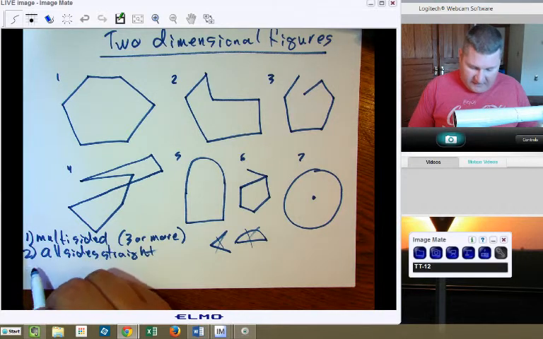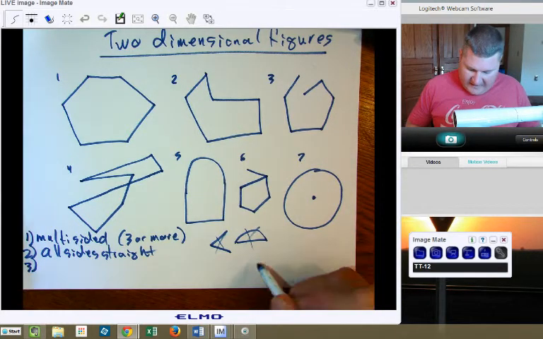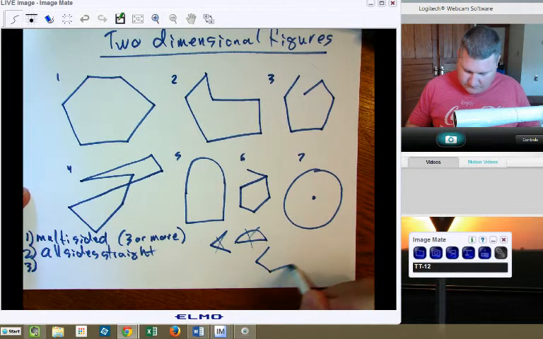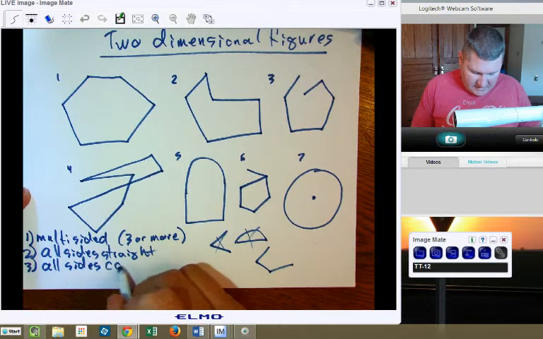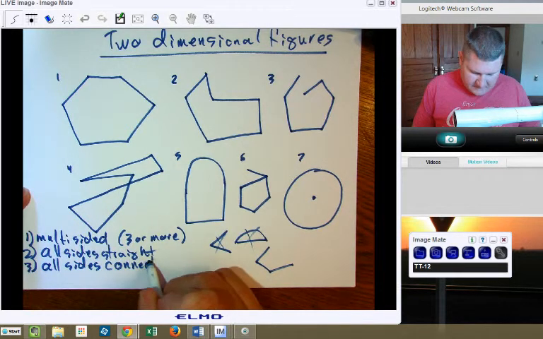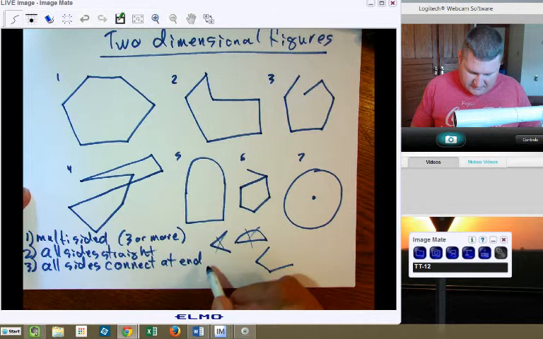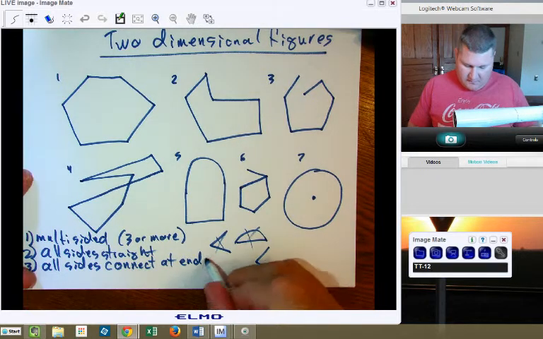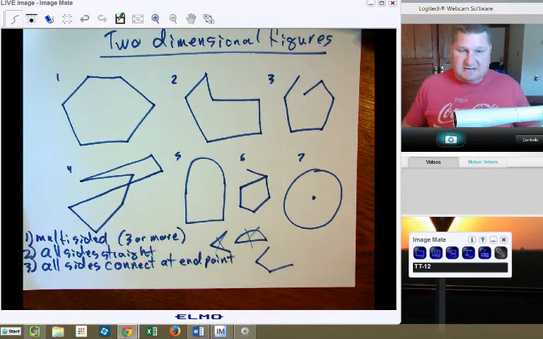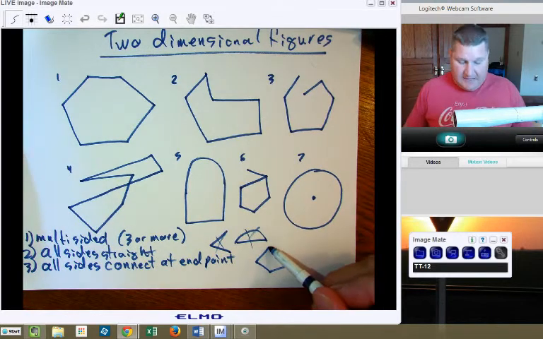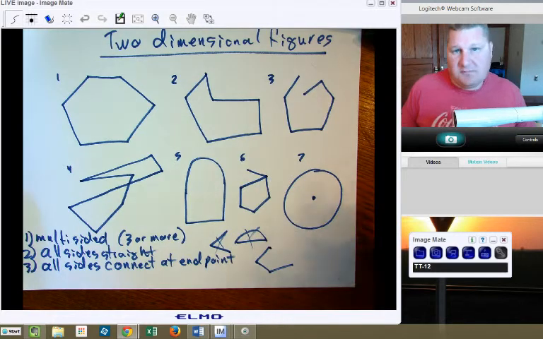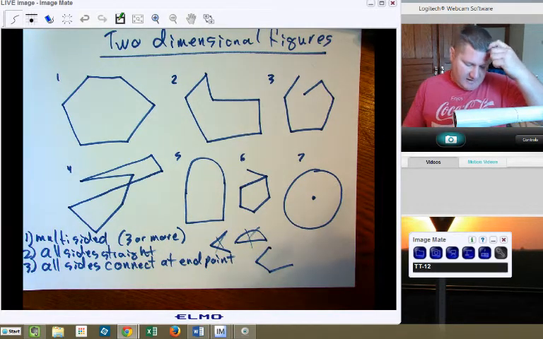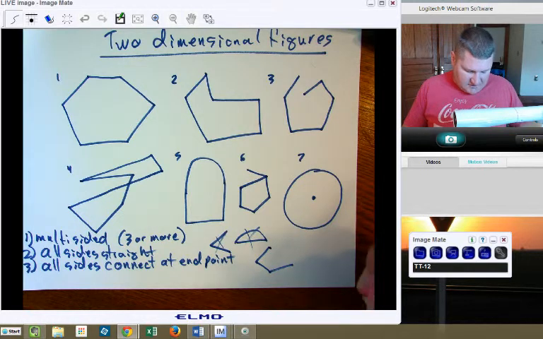So we have all sides straight. 3, we can't have this situation because all sides connect at endpoints. Now, by the way, all sides must connect at endpoints. This is left hanging. This also is a problem because even though this has a side, it only connects at one endpoint, not the other. So that becomes problematic. So multi-sided, all sides straight, all sides connect to endpoints.